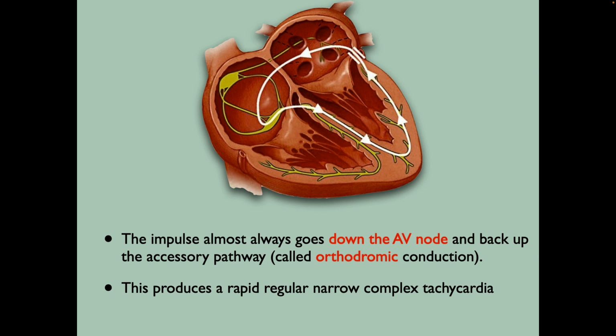So the impulse almost always goes down the AV node and back up the accessory pathway. We call that orthodromic conduction. You don't have to learn the term. I just sort of tossed it in because occasionally it'll go back the other way, and then we call it antidromic conduction. You don't need to know that term either.